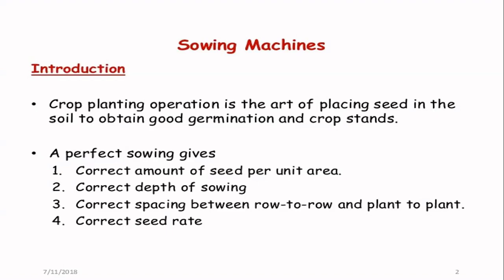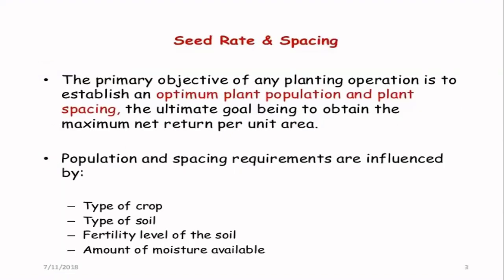Correct seed rate. What is the seed rate? Grams of seeds per meter area. Seed rate is also said as seed per unit area. Seed rate and spacing: the primary objective of any planting operation is to establish an optimum plant population and plant spacing. What is optimum? What is the maximum? What is the minimum? What is the meaning of optimum?